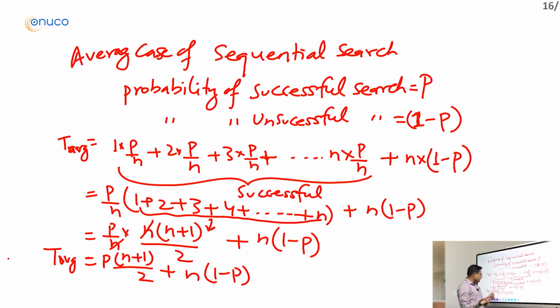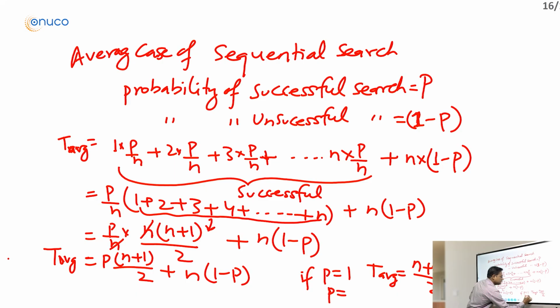Now, what will happen when you are talking about the worst case, average case and best case? What will happen when the element is found? Element is found means probability is 1. If p is equal to 1, you put it here. What do you get? 1 into n plus 1 divided by 2. So t average is equal to n plus 1 divided by 2.